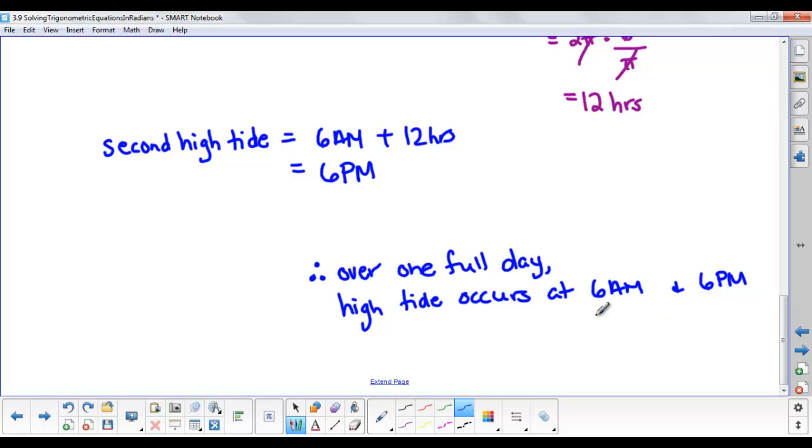Okay, so as a final therefore statement, a lot of the times you'll see in these questions that time is given in the 24-hour clock. So this would be 6 o'clock, and this would be 6 p.m.